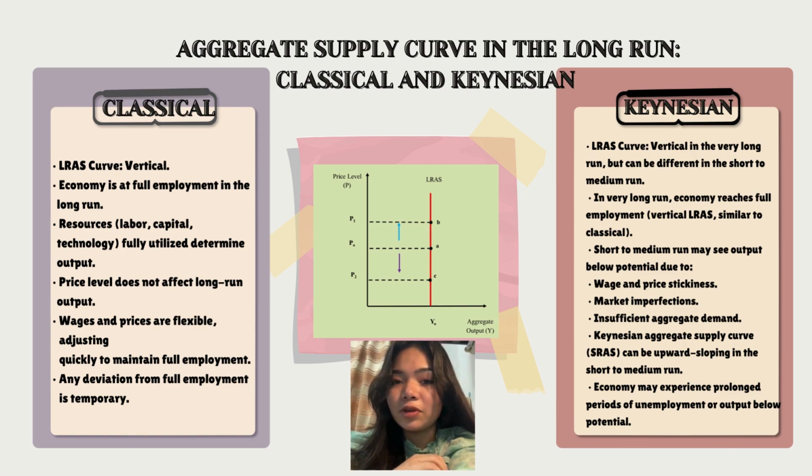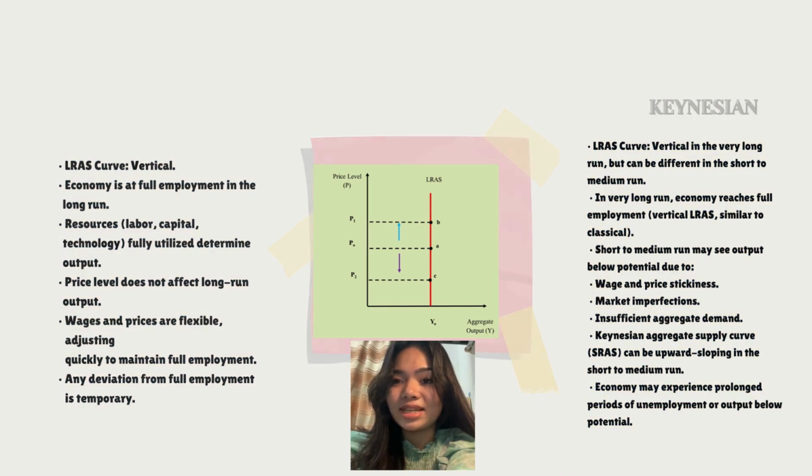The classical view maintains that the economy is always at or quickly returns to full employment, whereas the Keynesian view allows for prolonged periods of unemployment and output below its potential due to rigidities and insufficient demand.